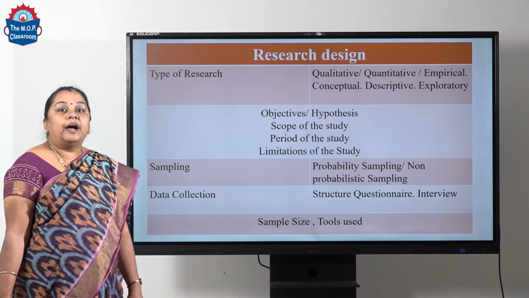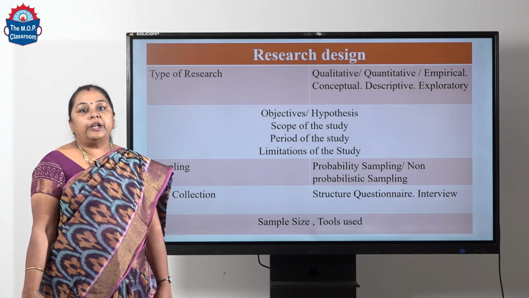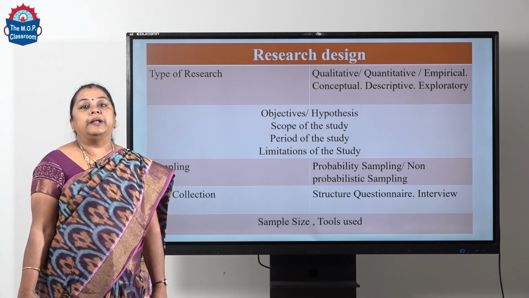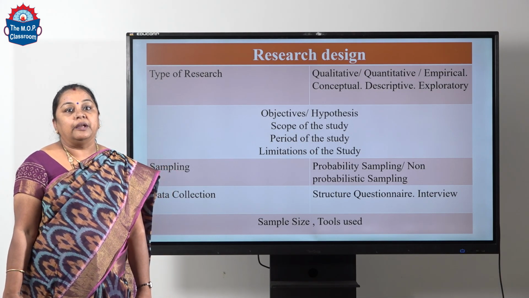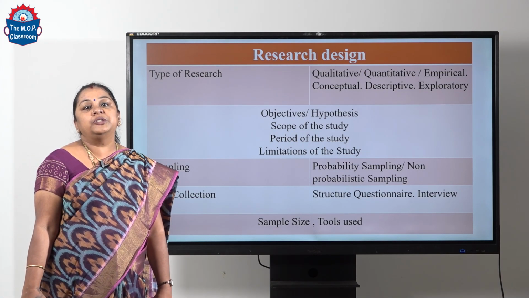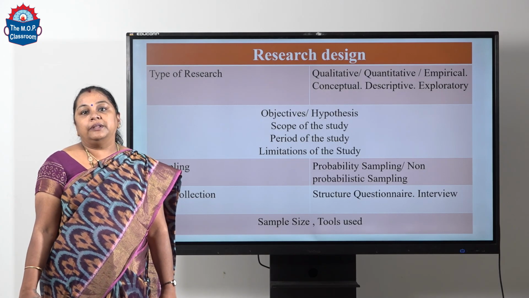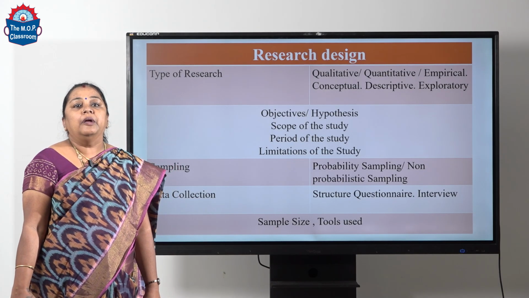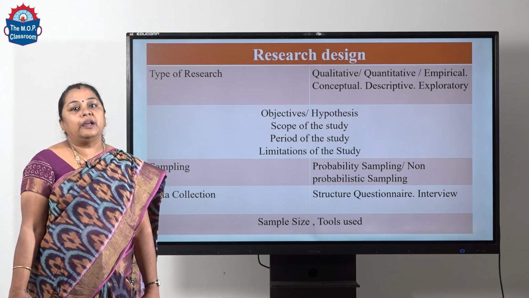After that, you decide on the sampling style. There are two types of sampling. One is probabilistic sampling, the other one is non-probabilistic sampling. If you have a database and you have to choose respondents based on the database, you use probabilistic sampling. If you do not have a database, then you would be using non-probabilistic.